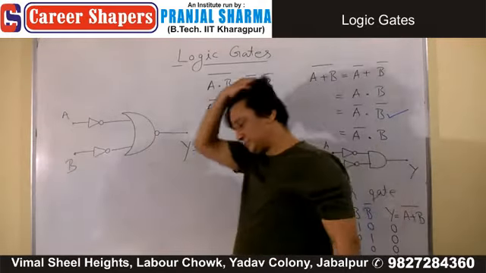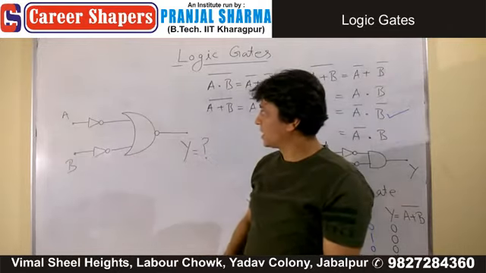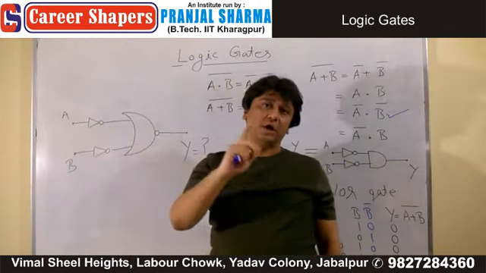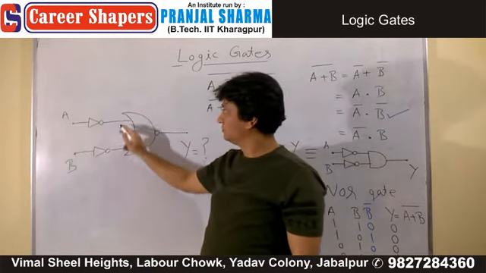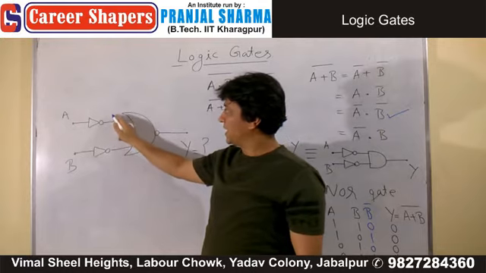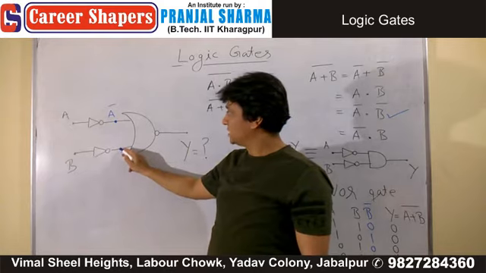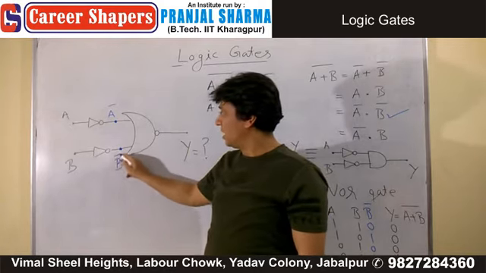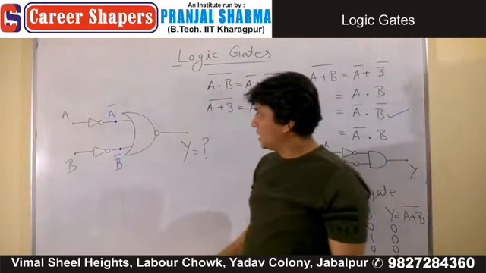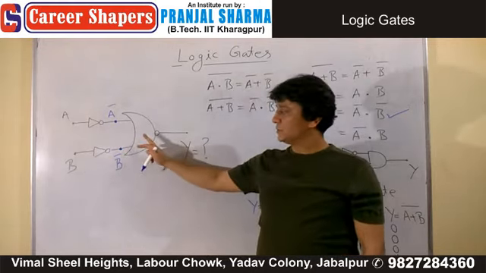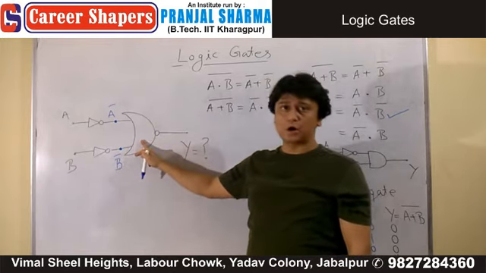Look how you handle this thing, the way you should answer a question like this. The input is A. At this place it becomes A bar. At this place it becomes B bar. I hope there is no confusion. Then, this is your OR gate.